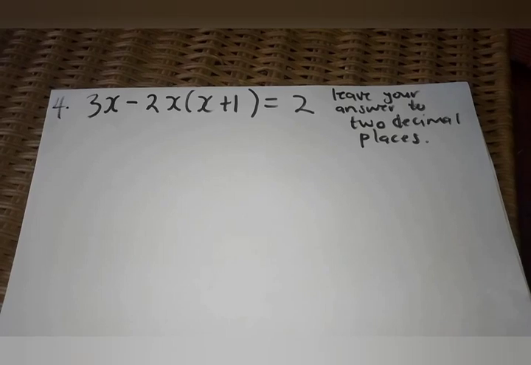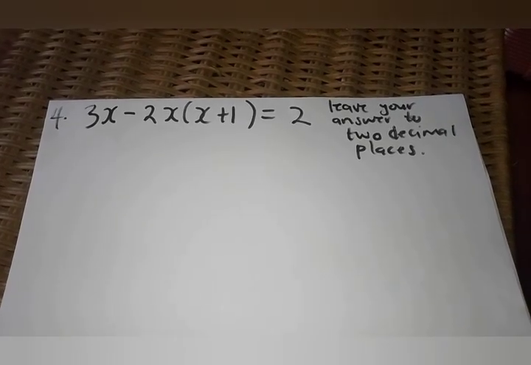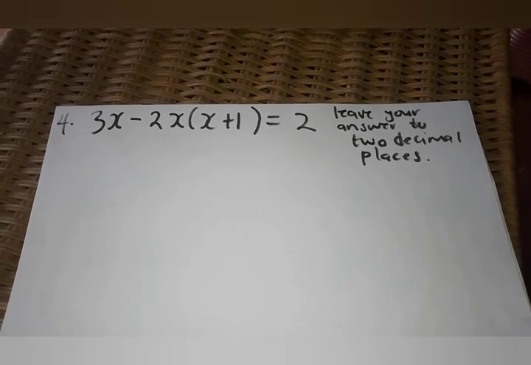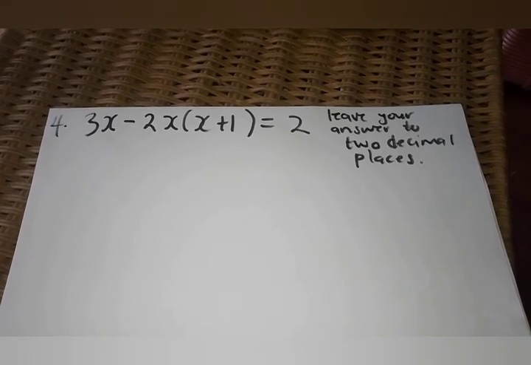Alright, the fourth one, we have 3x minus 2x, open bracket, x plus 1 equal to 2. So leave your answer to two decimal places. So do that on your own and leave your answer in the comments and I will tell you if you are correct or not.